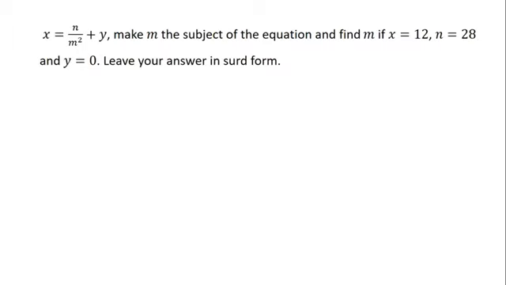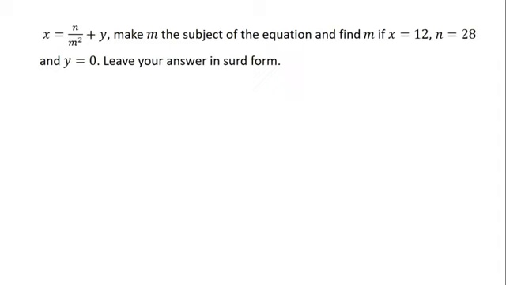Another example on changing the subject of equations that involve squares or square roots. Let's look at the question for this video. x is equal to n over m squared plus y. Make m the subject of the equation and find m if x is equal to 12, n is equal to 28, and y is equal to 0. Leave your answer in surd form.